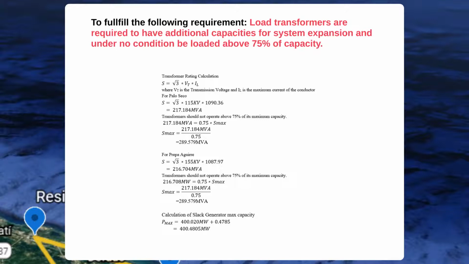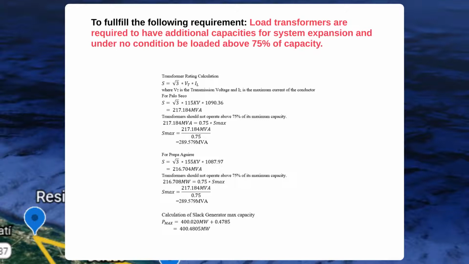Firstly, we calculated S, which would be equal to the square root of 3 times the 115 kilovolts times the 1090.36 amps, to have an MVA of 217.184.